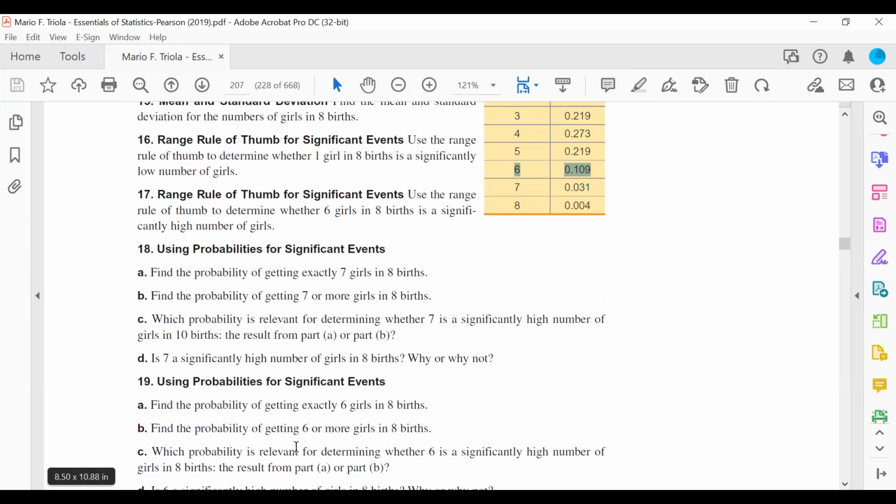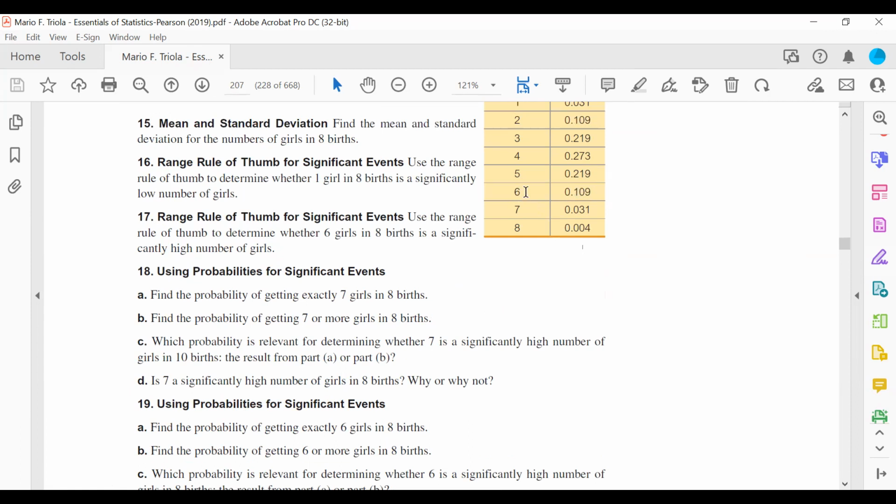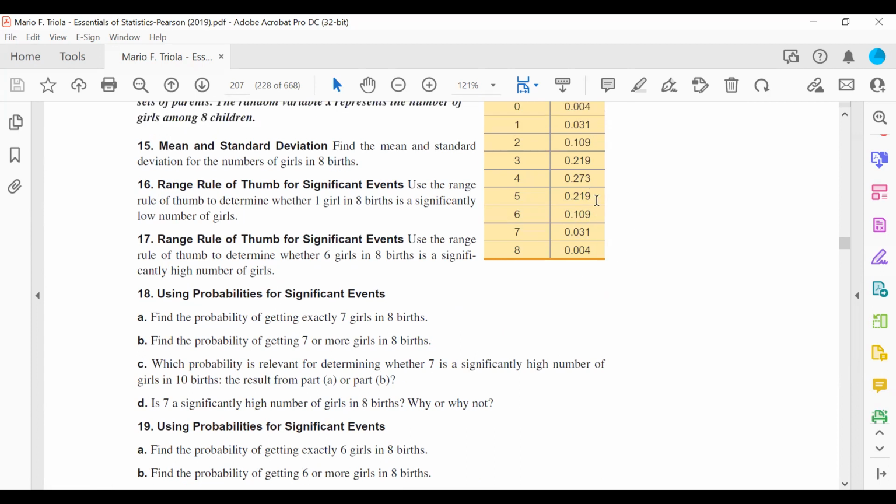19B says find the probability of getting 6 or more. How do I do 6 or more? Do I add from 6 down or 6 up? That's right, 6 up. So I have to add 0.109, 0.031, and 0.004. That gives .144.